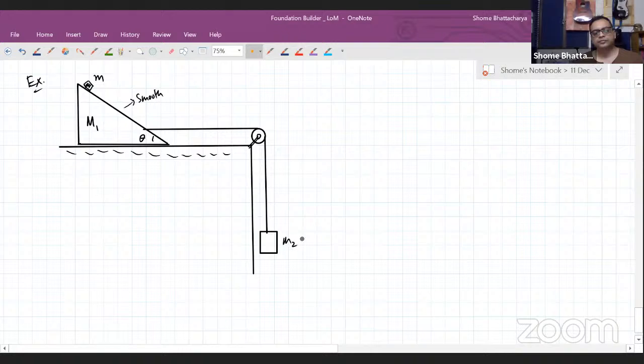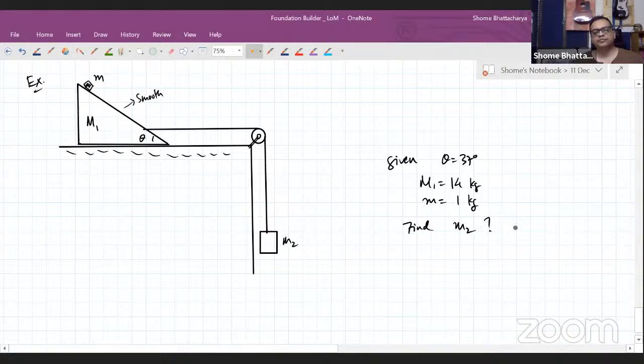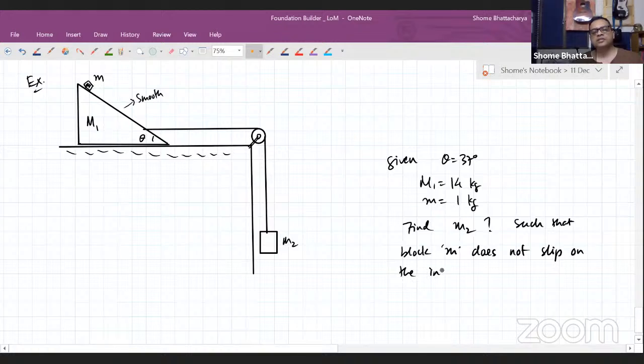So given theta is equal to 37 degrees, m1 is equal to 14 kgs, small m is equal to 1 kg. We have to find m2 such that the block small m does not slip on the inclined surface of the wedge.